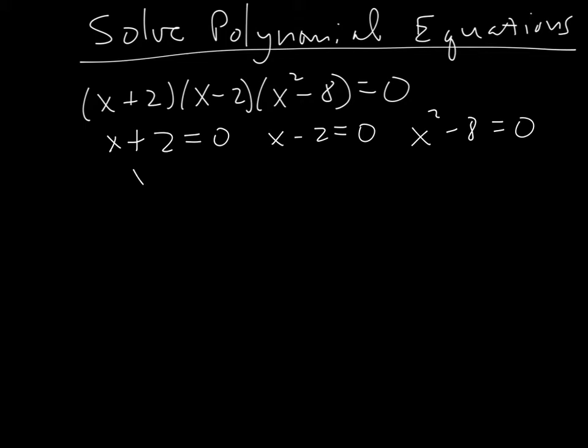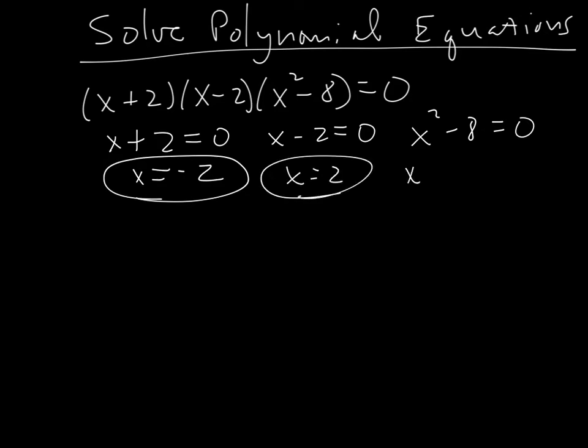This one leads to an answer of x equals negative 2. So there's one answer to this problem. x equals 2 is the other answer. And then x squared equals 8 by adding 8 to the other side. And then why don't we just square root both sides of this equation? We have x equals plus or minus the square root of 8.